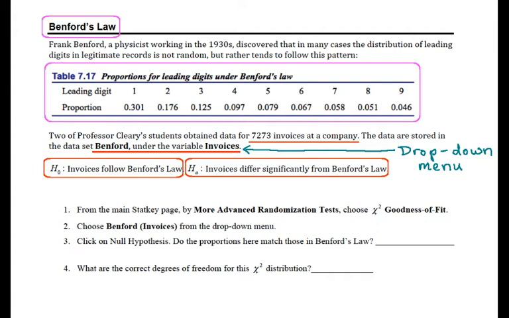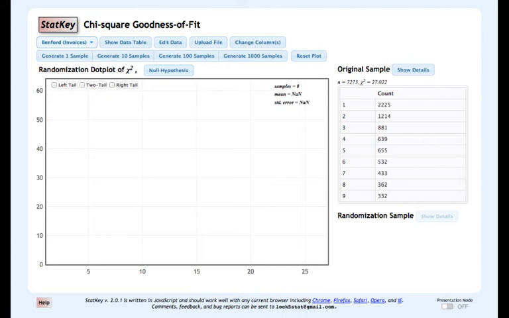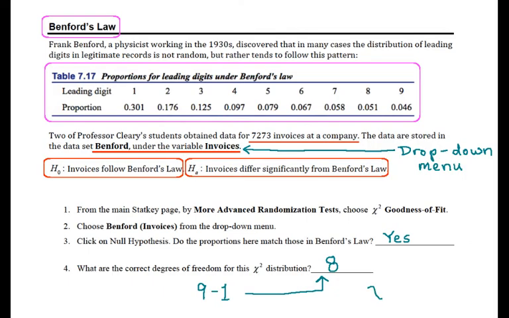Yes, we did look at that and verify that it's the same. The correct degrees of freedom for this chi-square distribution: we have 9 categories, and k-1, number of categories minus 1, is how we get our degrees of freedom. So we want a chi-square distribution with 8 degrees of freedom. And while we're here, let's also write down that chi-square test statistic of 27.022.